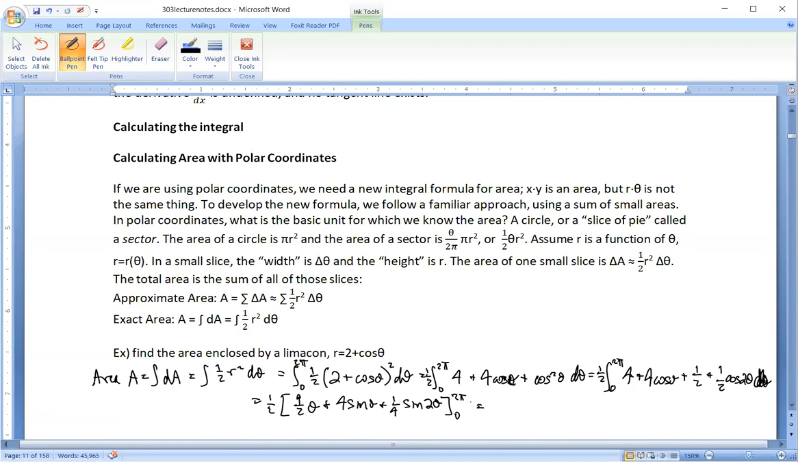Now notice that sine of theta, plugging in 2 pi and 0, is going to give us the same thing, so that's going to cancel. Sine of 2 theta is going to give us sine of 4 pi and sine of 0. That's going to be the same thing, so that's going to cancel. So long story short, the only non-zero thing we're going to get is 1/2 times 9/2 times 2 pi. And that's just 9/2 pi. So that is how we can calculate area using polar coordinates.